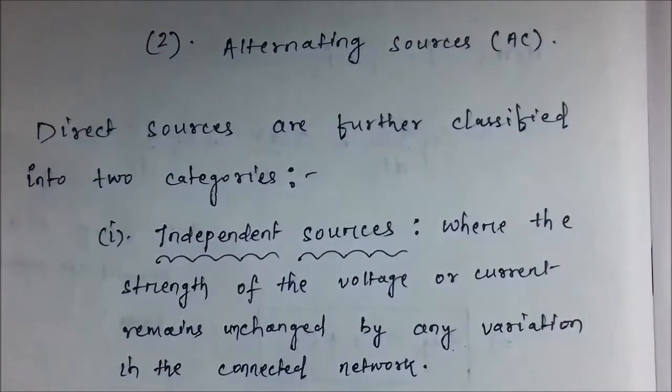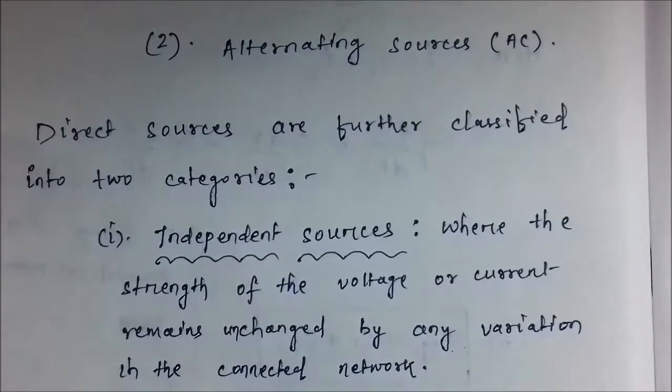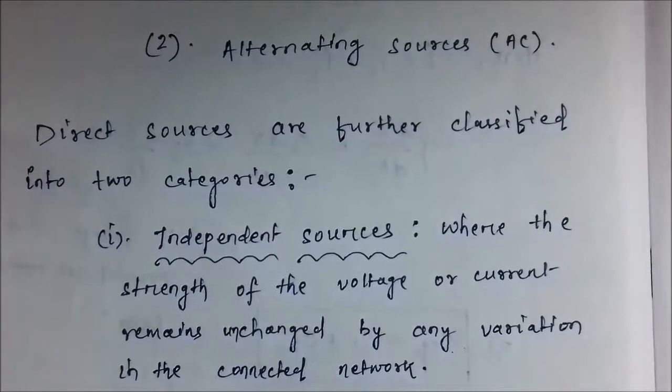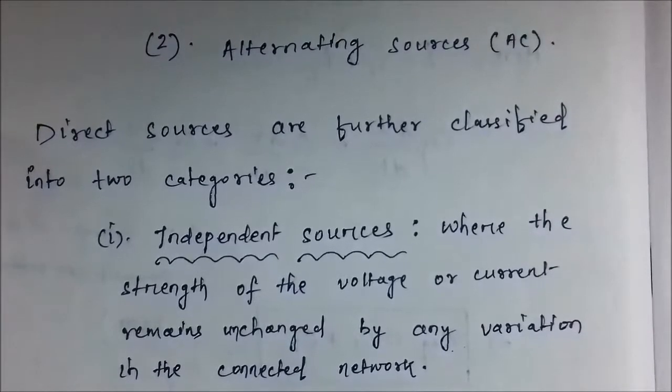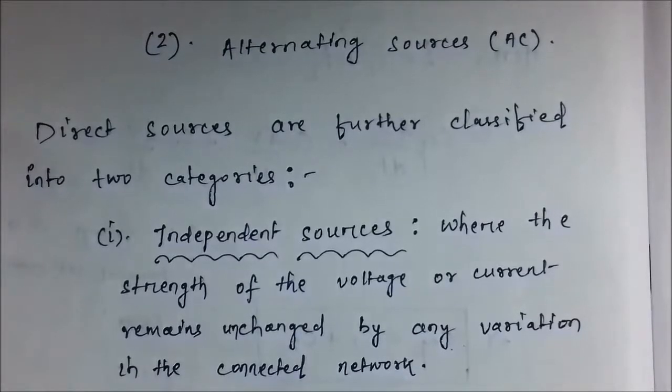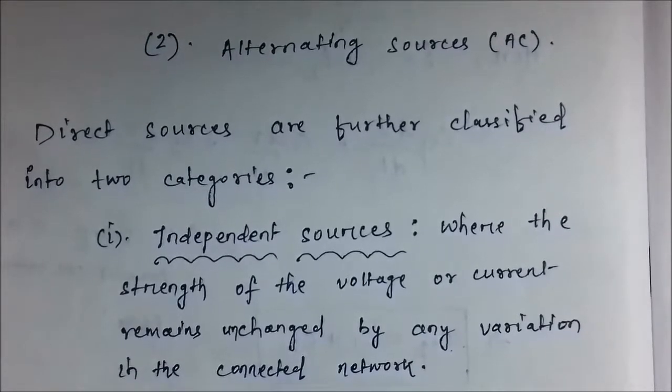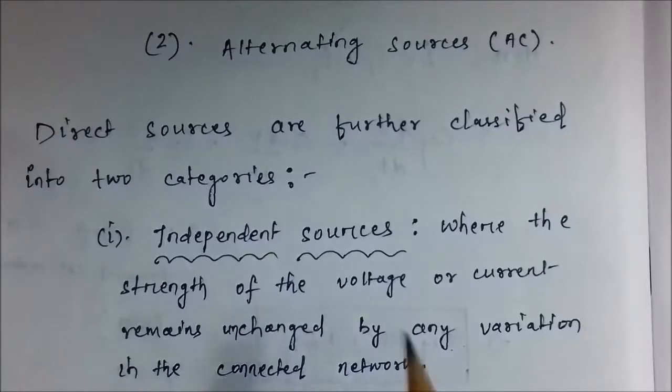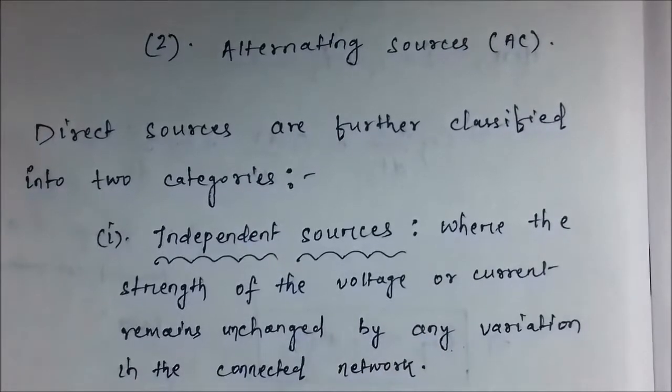of the voltage or current or the energy source remains unchanged by any variation in the connected electrical network. So any change in a parameter in the circuit network leads to no change in the strength or magnitude of the voltage or current.